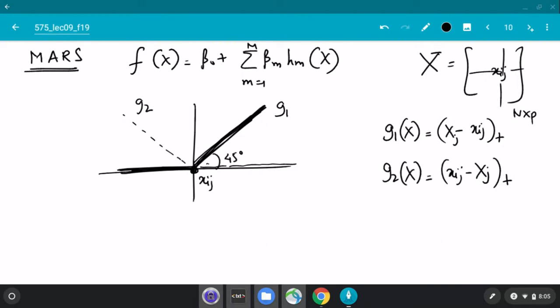So let's call these the basic functions, and there are n times p of them, pairs like this. We're going to build our hm functions, which are part of our final solution, in an iterative way using these basic functions. So that's the goal now. Any questions?